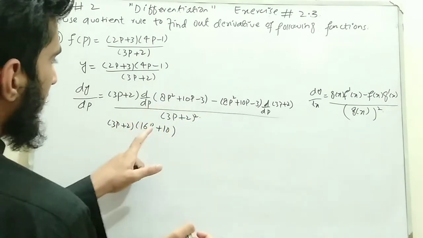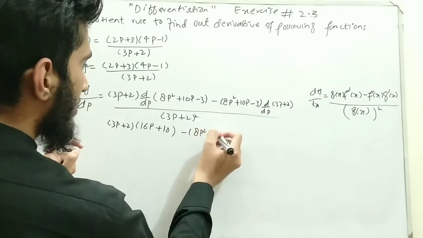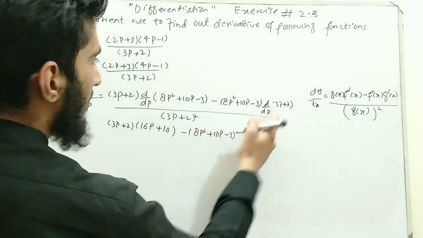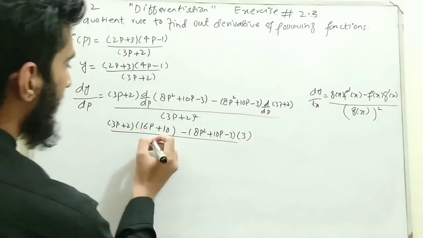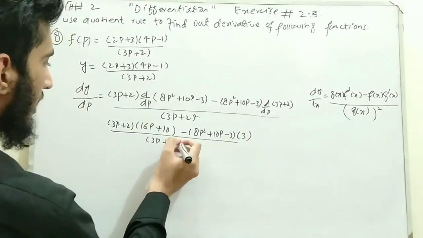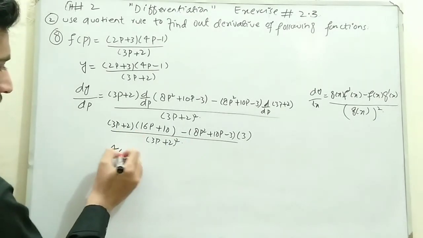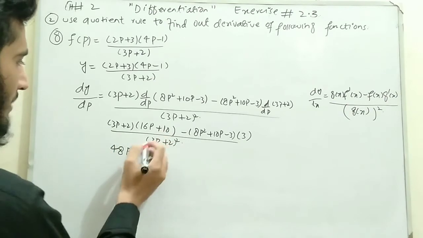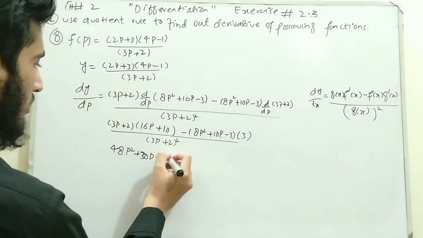So after this, (16p + 10) and minus (8p² + 10p − 3) multiplied by the derivative of 3p + 2, which is just 3, and the whole divided by (3p + 2) whole square. Now after simplification, 3 multiply 16 gives us 48p², 3p multiply 10 gives us 30p, and 2 multiply 16 gives us 32p.